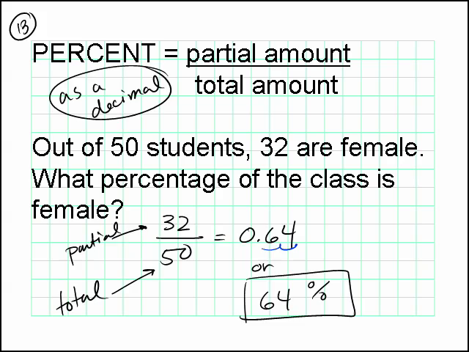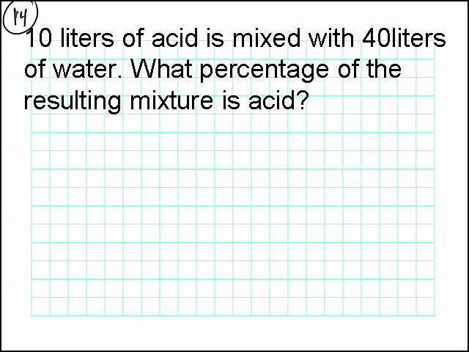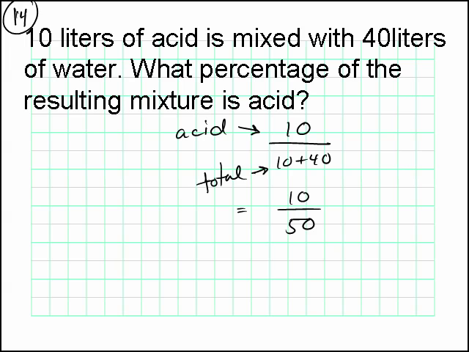Example number 14. "10 liters of acid is mixed with 40 liters of water. What percentage of the resulting mixture is acid?" So we have the amount of acid, which is 10 liters, that's the partial amount, divided by the total, which is not 40 because you're adding 10 liters with 40 liters of water, so the total is actually 10 plus 40. 10 over 50. 10 divided by 50 is 0.20 that is. And as a percentage, that would be 20%. 20% is acid.